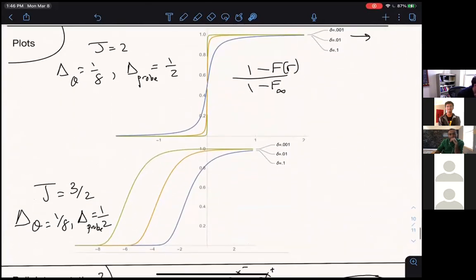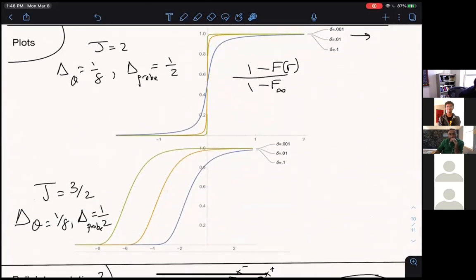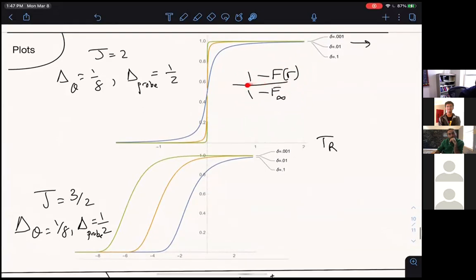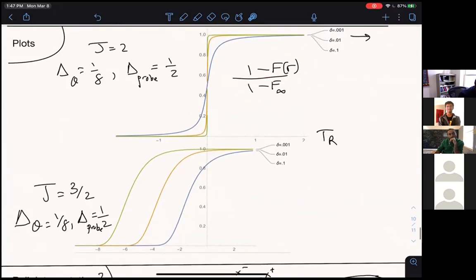Anyway, using the techniques that I discussed, you can actually compute this integral over modular flow here, and this is what you get. What I'm plotting here is a function of t right, for j equals 2. So t right is the x-axis here. I've plotted the fidelity susceptibility, so this is 1 minus f, and I've normalized it by its value at infinity. The fidelity susceptibility is not actually bounded between 0 and 1 because it's a second derivative, but it does have some positivity properties. So I've just normalized so that it goes to 1 at infinity.